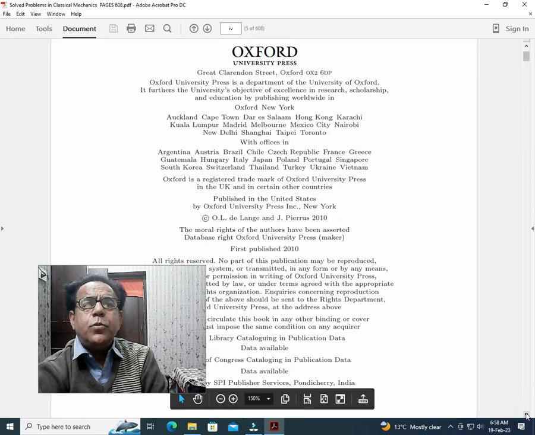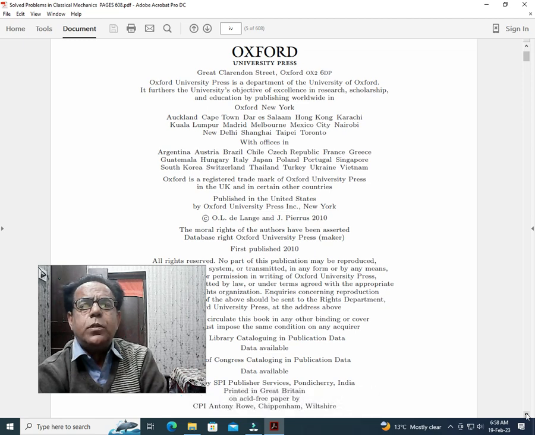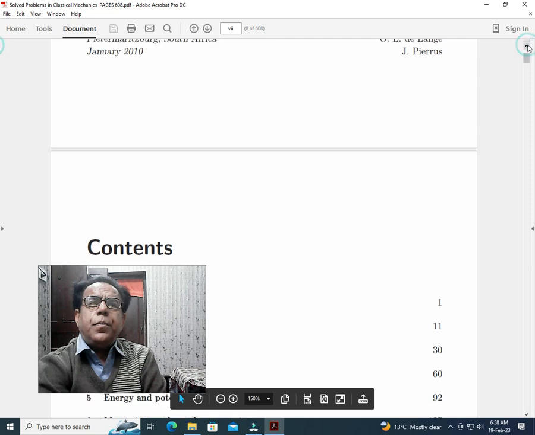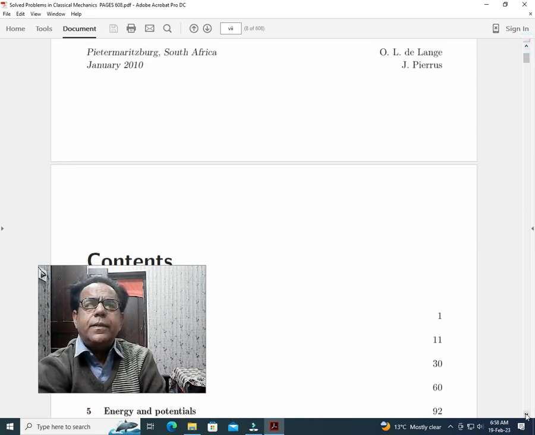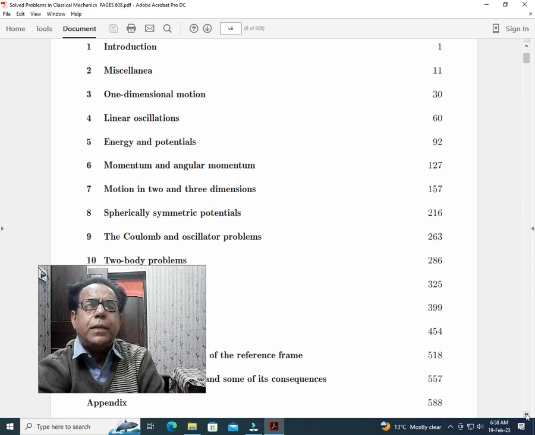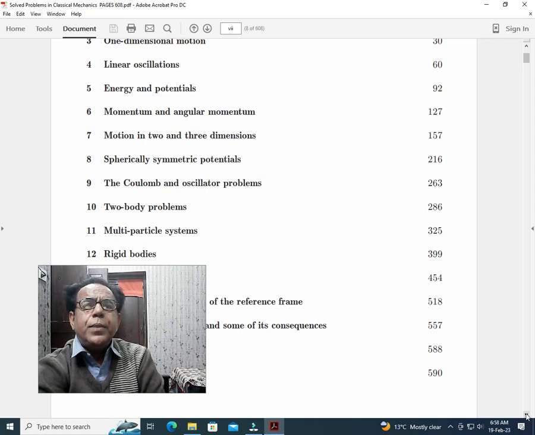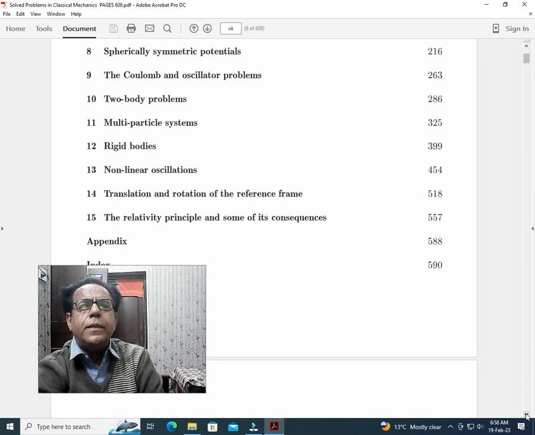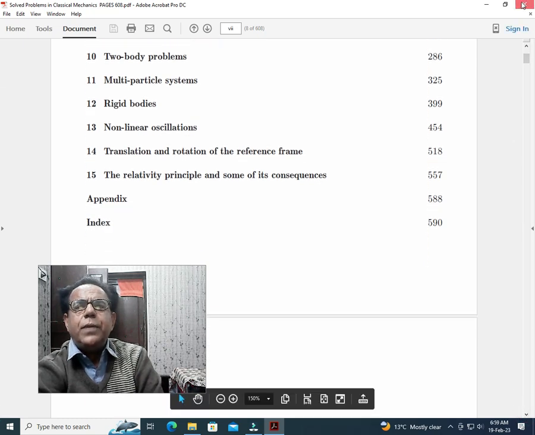Okay, Oxford University Press, 2010. First published 2010. Its preface was written and signed in January 2010. Okay, now we come towards its contents. Introduction, miscellanea, one dimensional motion, linear oscillations, energy and potentials, momentum and angular momentum, motion in two and three dimensions, spherically symmetric potentials, the Coulomb and oscillator problem, two body problems, multi particle systems, rigid bodies, non-linear oscillations, translation and rotation of the reference frame, the relativity principle and some of its consequences. Index is given at page number 590.